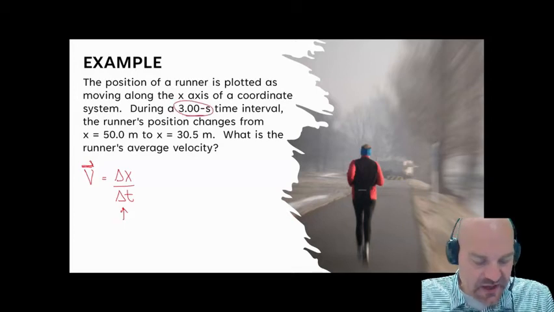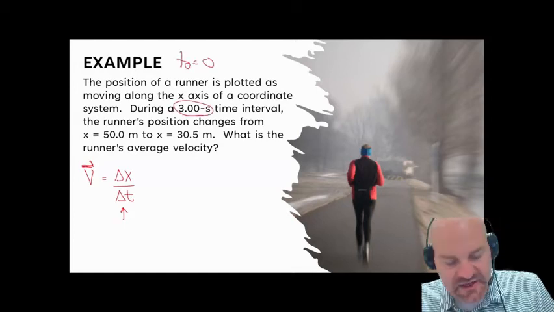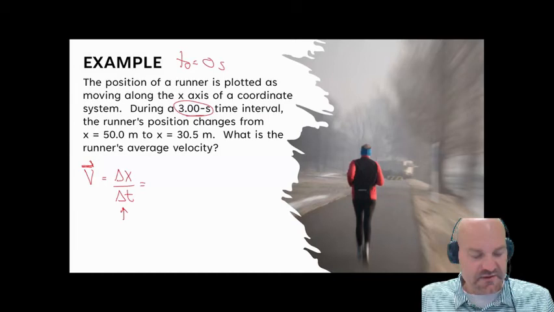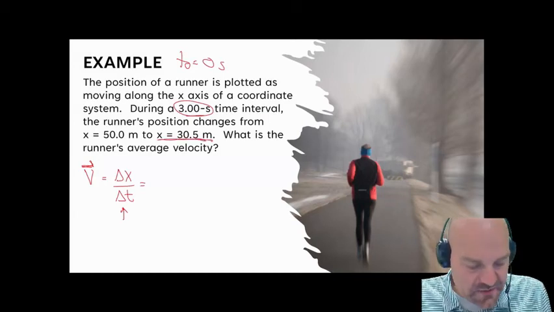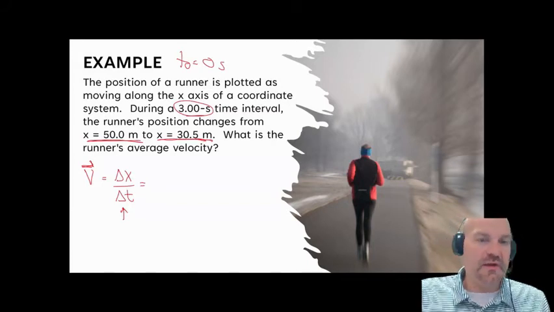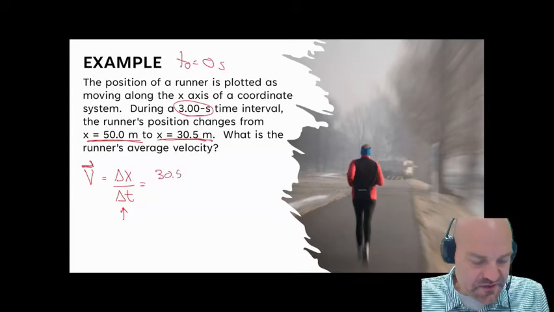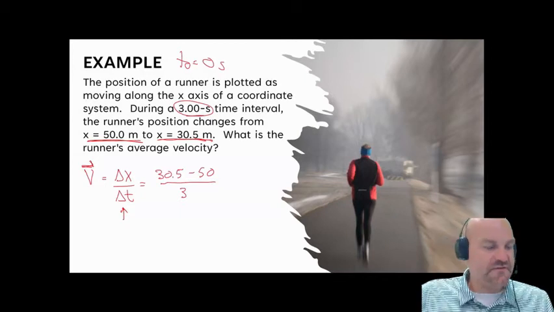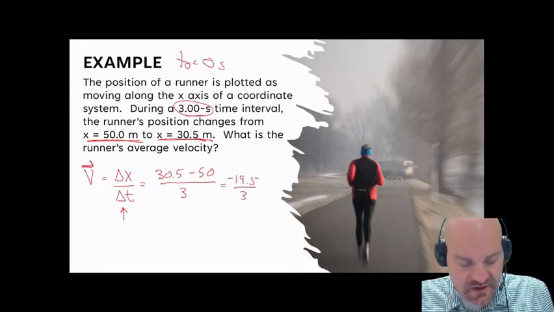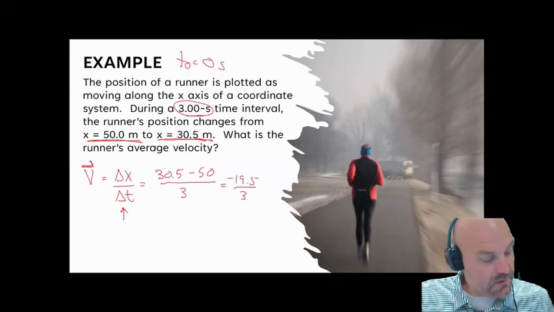Now, this is a case where they only give us a single time, which means that our t0 is 0 seconds. So whatever time we plug in for delta t is going to be 3 seconds. And so I'm going to do my final position minus my initial position. Note, this velocity will end up being negative because of how they change their position. So I'm going to go 30.5 minus 50 over 3 seconds. When you plug into the equation, you don't have to put the units, but make sure in the end you put the units. So this is going to be negative 19.5, and we divide that by 3.